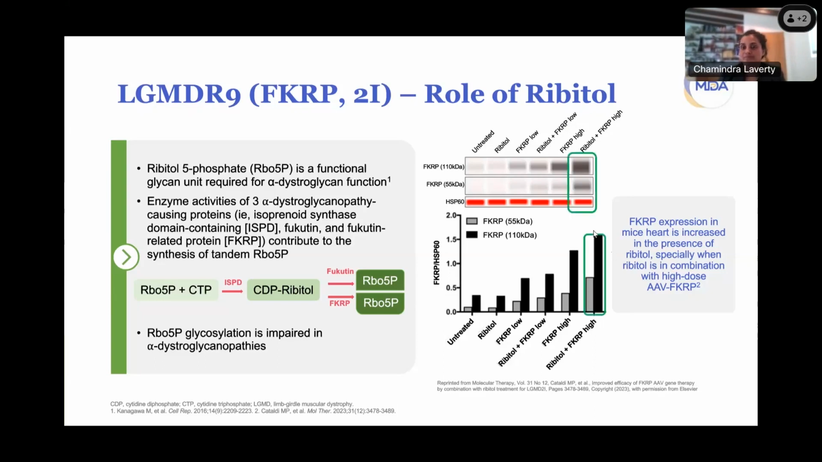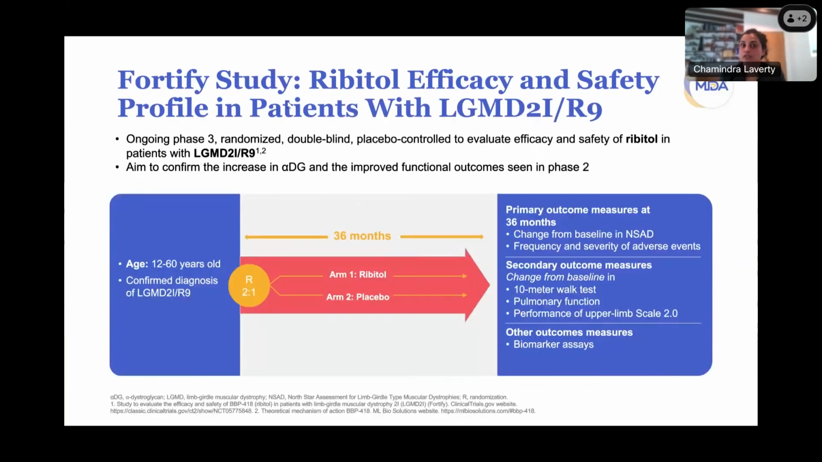in the future. So true to form, they're first doing just ribitol just because it's easy to do as opposed to a gene therapy in FKRP patients. That trial is currently underway. It's for 12 to 60-year-olds, and it's randomized 2-to-1, 2 to ribitol for every 1 placebo patient. It's a 3-year study. They're also measuring the NSAD. They're doing various other secondary performance outcomes as well, and a biomarker assay.